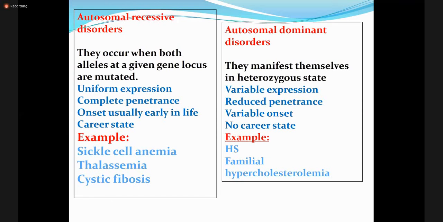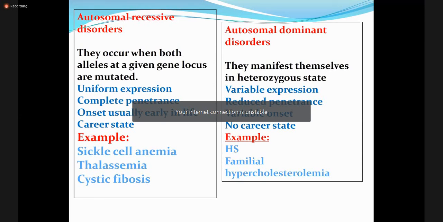This topic is discussed in detail in first year. What are autosomal recessive disorders, what are autosomal dominant disorders, and autosomal recessive disorders exhibit only when both the alleles at a given locus are mutated. Autosomal dominant, one allele is mutated and the patient would be exhibiting the effects in the heterozygous state. This is the characteristic of autosomal dominant disorder. So in autosomal recessive disorder, there is uniform expression, complete penetrance, onset usually early in life, and carrier state exists.